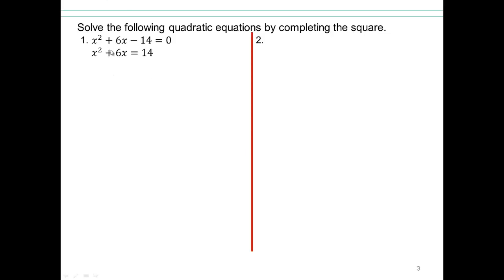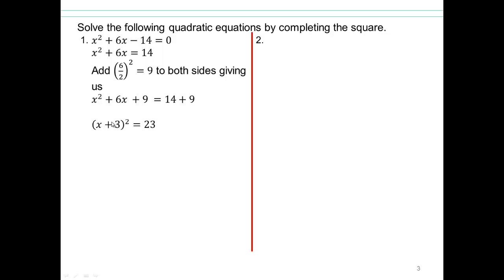So look, we're going to take the 14 and add it to the other side. Now I have x squared plus 6x. What can I add to make it a perfect square? We said take half of the middle number, which is 6 halves, square it, that will be 9. So let's add 9 to both sides. How is that going to help us? It looks like we're making it even more complicated, but we're not. Look, x squared plus 6x plus 9 is a perfect square. So we'll get (x + 3) squared equals 23.